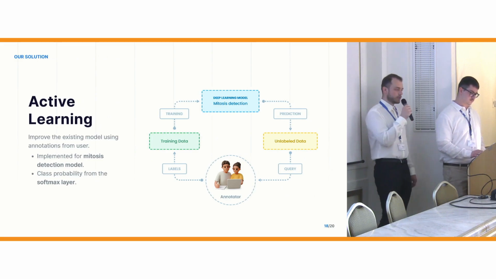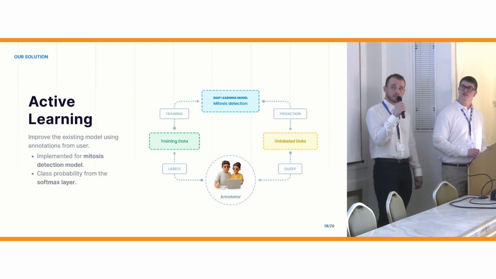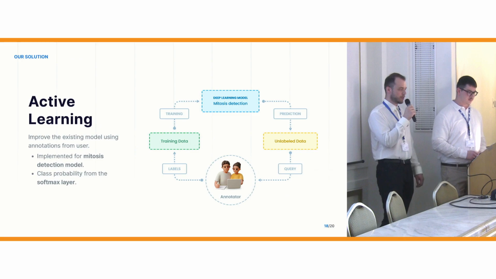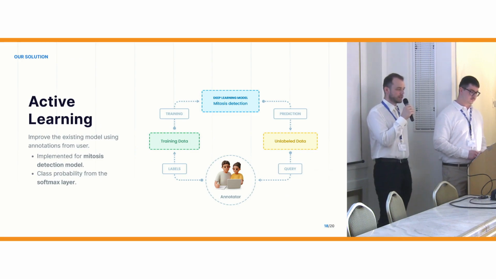This annotation tool is under constant development, and since the submission of the paper, we have implemented active learning. Active learning is a method which enables us to select some portion of the unlabeled data, give it to the annotator to make annotations, and use them to improve the existing model. Currently, active learning is implemented only for mitosis detection.